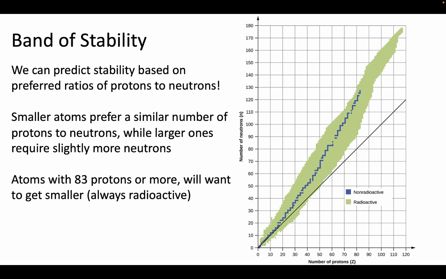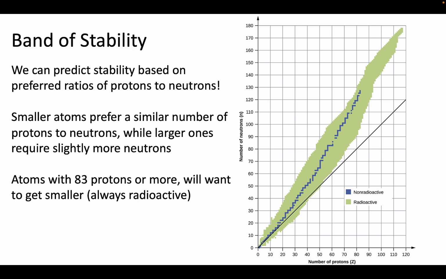Also, if we're just too large, so we'll notice that the blue on this band of stability kind of breaks off after 83 protons. If we have more, it'll always want to be smaller. It's just too big to be stable, and so those are always radioactive. Those are going to want to undergo alpha decay. That's what makes the nucleus smaller.